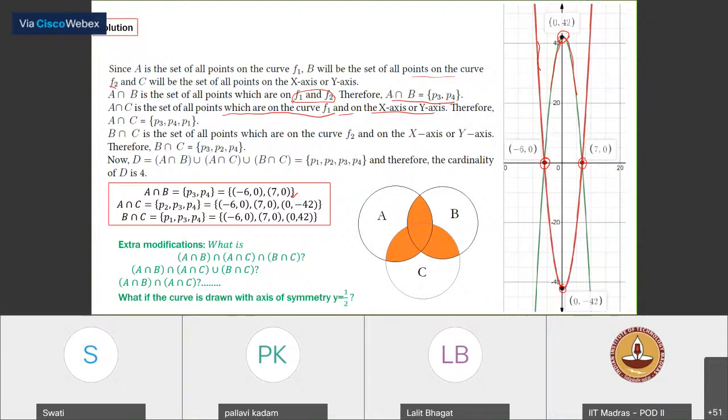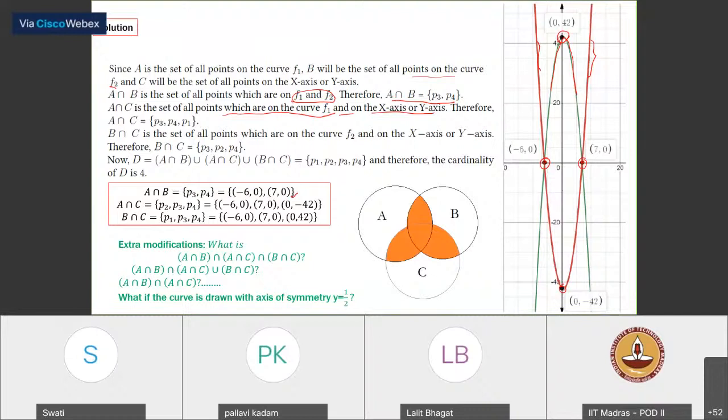Okay, just don't get confused here. This is where they will cut the marks. So F1 is this one. F1 is not the curve on the upside, the green curve. So F1 is the A set.